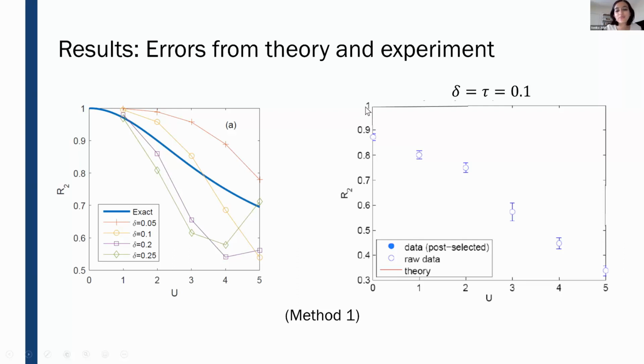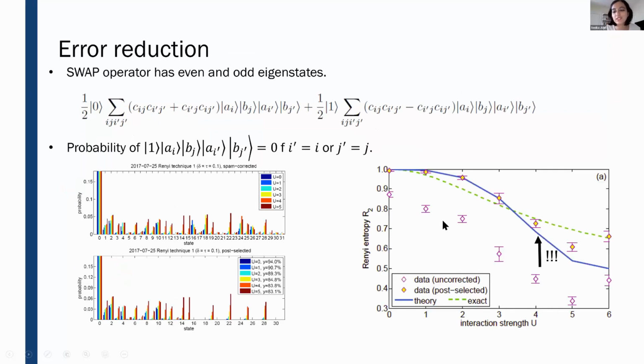Basically, this is the result for measuring R2 as a function of U. On the x-axis is U, and on the y-axis is the Renyi entropy. The blue result, again, is the result from theory, and the original result from the experiment were these purple points. And you can again see that it looks like such a large error.